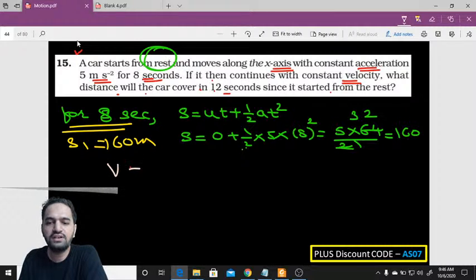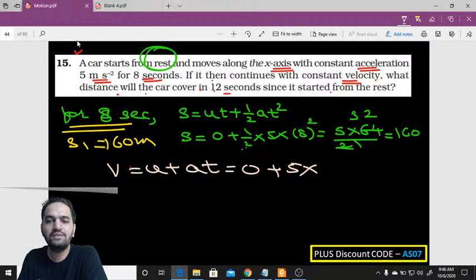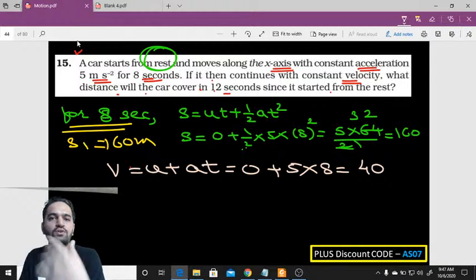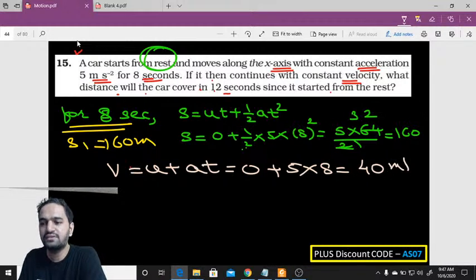V is equal to u plus at. Right? Now what is the value of u? In the question, it is 0. It is 0 plus acceleration, which is given as 5, times time, which is also given as 8. So that is 40. After these 8 seconds, the object was travelling with 40 meters per second.